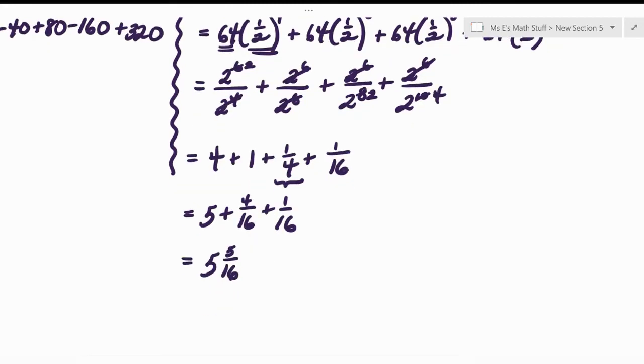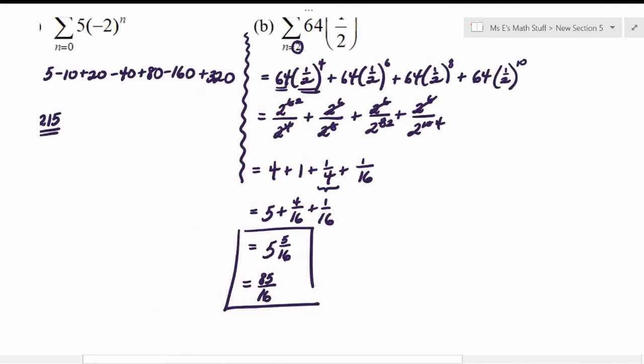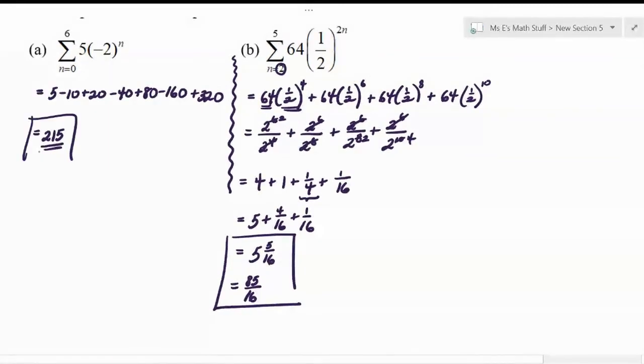And for later in the lesson, it might be nice to have this as an improper fraction. So let's also show that. So let's see, 5 times 16 is 80, plus 5, so 85. So this is the same as 85 over 16. There we go. So I'll just box both of those. And then we got 215 for the first one. So congratulations if you got both of those. And really it's just a matter of "if in doubt, expand it out."